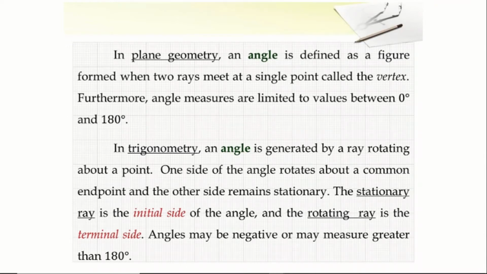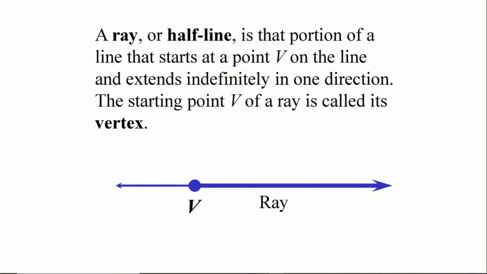In trigonometry, an angle is generated by a ray rotating about a point. One side of the angle rotates about a common endpoint and the other side remains stationary. The stationary ray is the initial side of the angle, and the rotating ray is the terminal side. Angles may be negative or may measure greater than 180 degree. I will tell you how it happens.